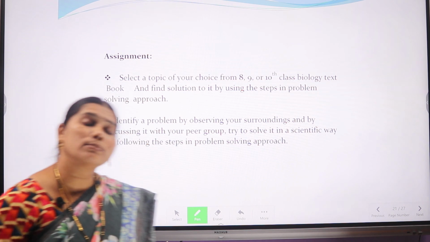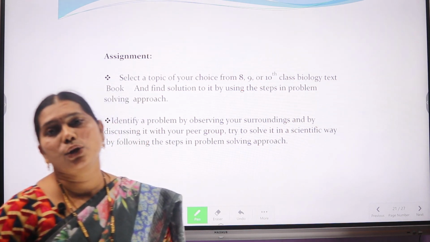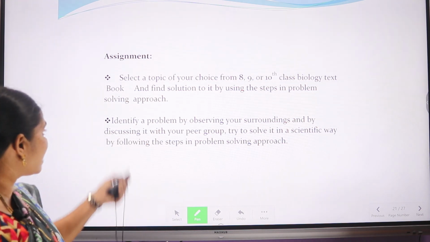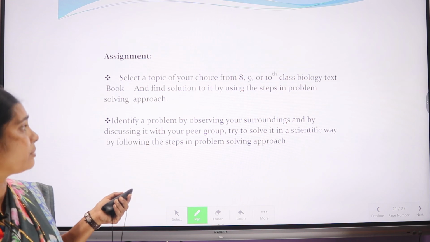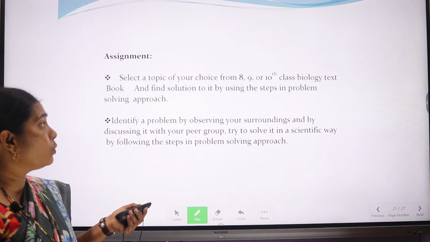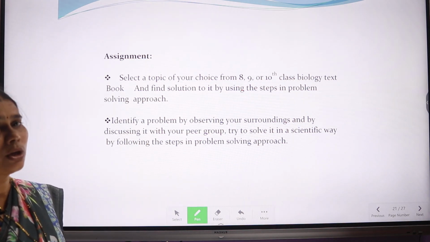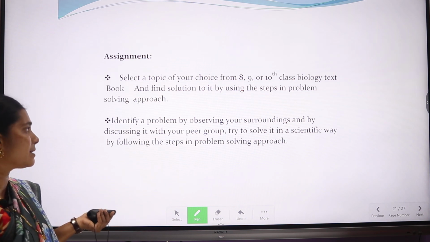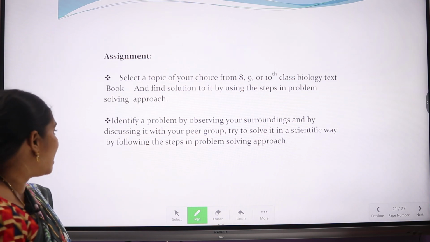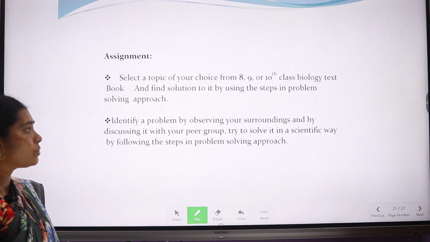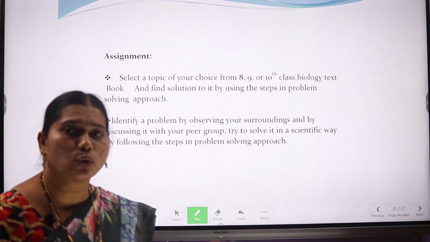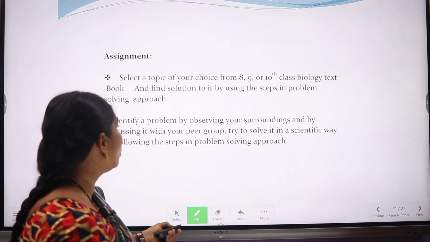And this is how the problem solving approach could be used, with an example. You can give an assignment like this: select a topic of your choice from the 8th, 9th and 10th class biological science textbook and find a solution to it using the steps involved in the problem solving approach. This is one activity which I can assign to my students. Or, identify a problem by observing your surroundings, and by discussing it with your peer group, try to solve it in a scientific way by following the steps in the problem solving approach. This also could be given as an assignment to my students.